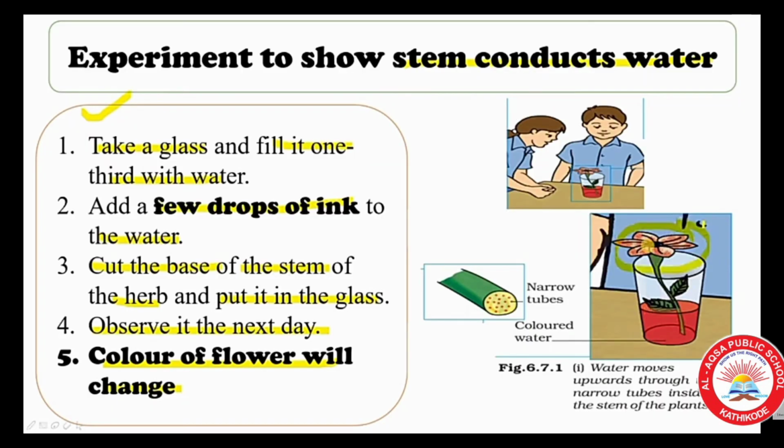From this activity, we see that water moves up the stem. In other words, the stem conducts water. Just like the red ink, minerals dissolved in water also move up in the stem along with water. The water and minerals go to leaves and other plant parts attached to the stem through narrow tubes inside the stem.